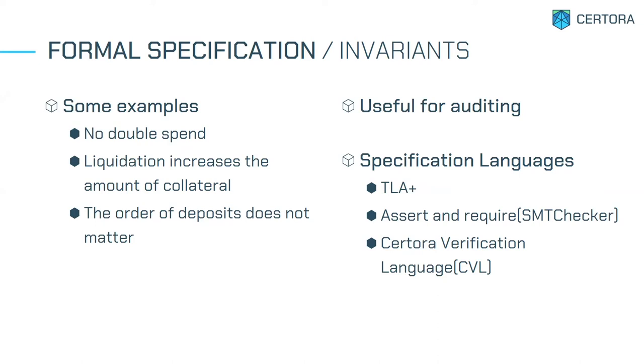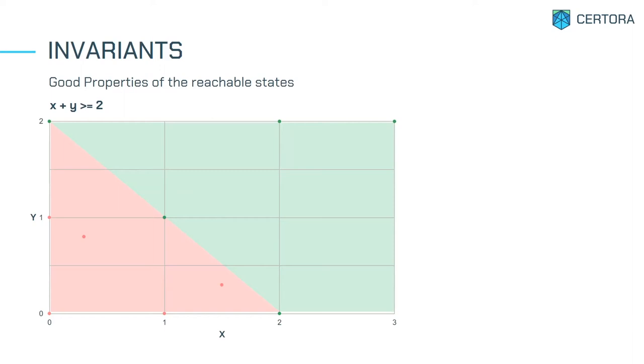So maybe a very, very simple case of an invariant. You see, this is the case that X plus Y is greater than or equal to 2. So you see in the green, you see the good points. And in the other, you see the bad points. So basically, for each value, we know whether it satisfies the invariant or not. And usually, when we look into program state, we are interested in finding this invariant that separates the bad states from the good states.